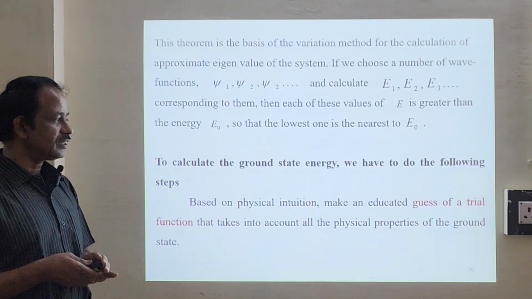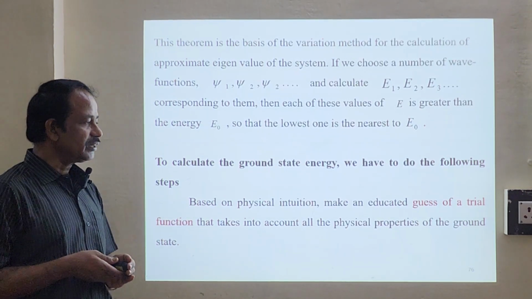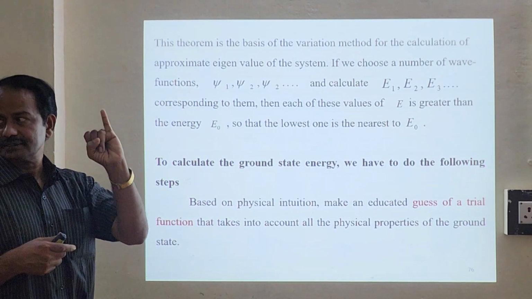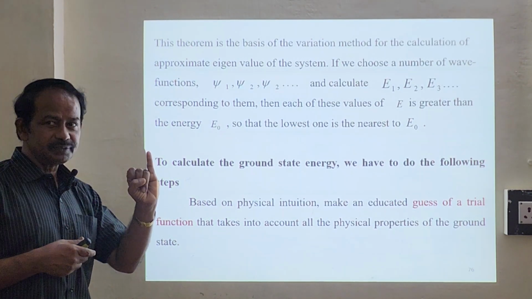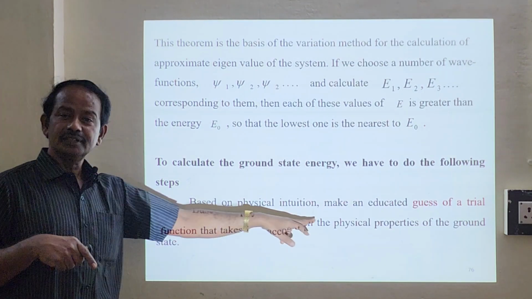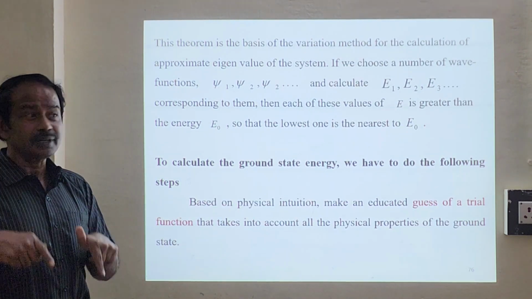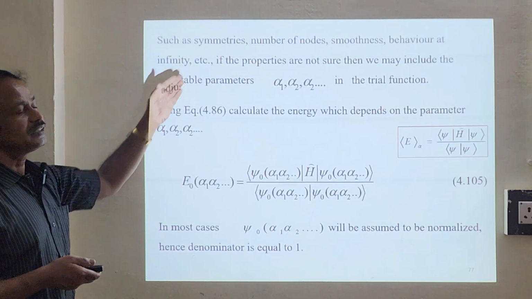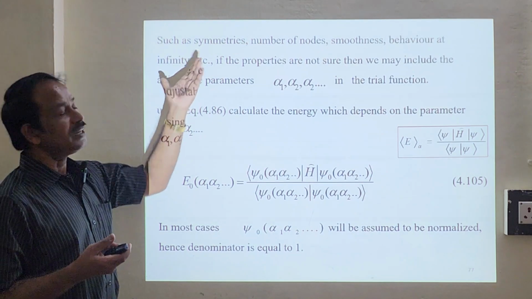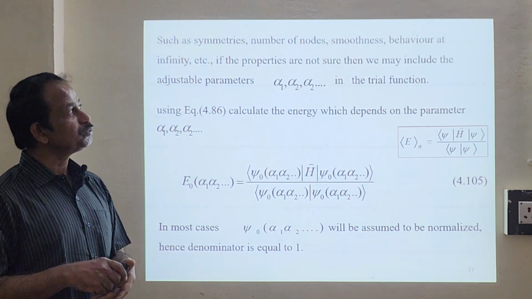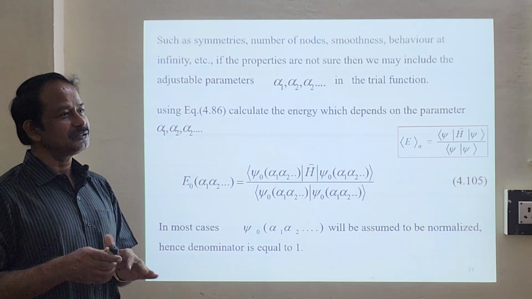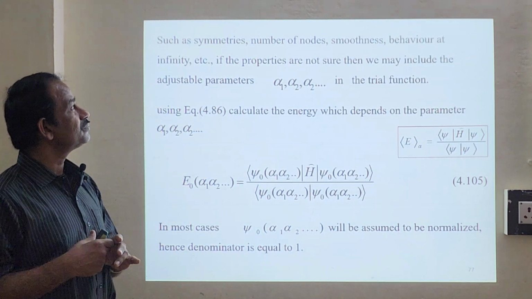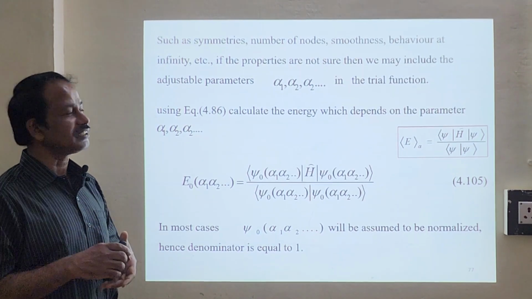Okay, so whatever we have studied, we can have the following steps. Based on physical intuition, make an educated guess of a trial wave function. The trial wave function has to obey the physically acceptable, admissible properties of the ground state. What are the properties? As I said, no nodes, it must be symmetric, smooth, with continuous value and continuous differentiation, and at infinity it has to die out.